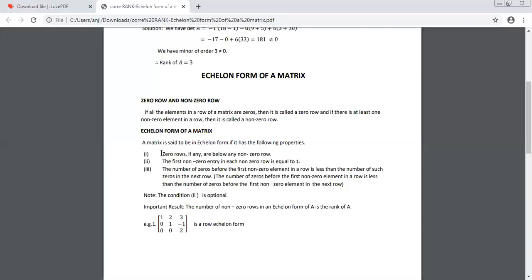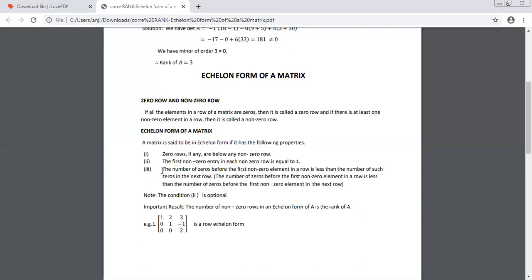So I am repeating the conditions. Zero rows, if any, are below any non-zero row. The meaning is the place of zero rows is below the non-zero rows. Condition 2 is optional: the first non-zero entry in each non-zero row is equal to 1. Generally we don't use this condition. And the third condition is very, very important.